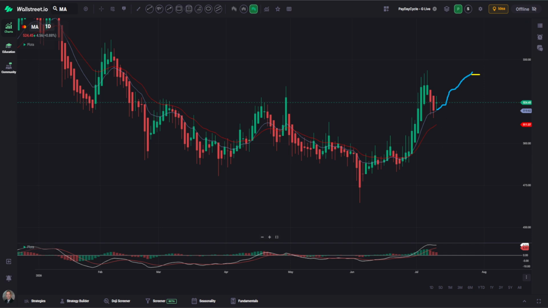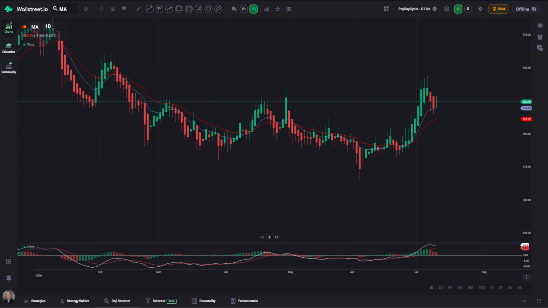So again, looking at your layout, it's pretty simple. Target 1 is where you take profit. Target 2 is where you take profit again, with a manual stop loss. And for target 3 or above, you just leave your stop loss under the 10-day moving average.